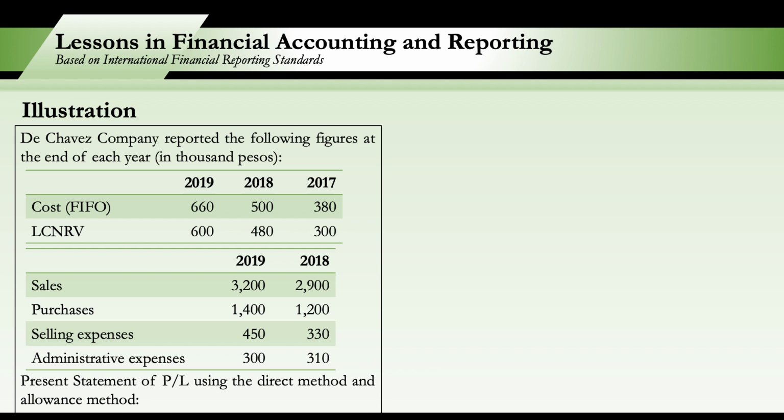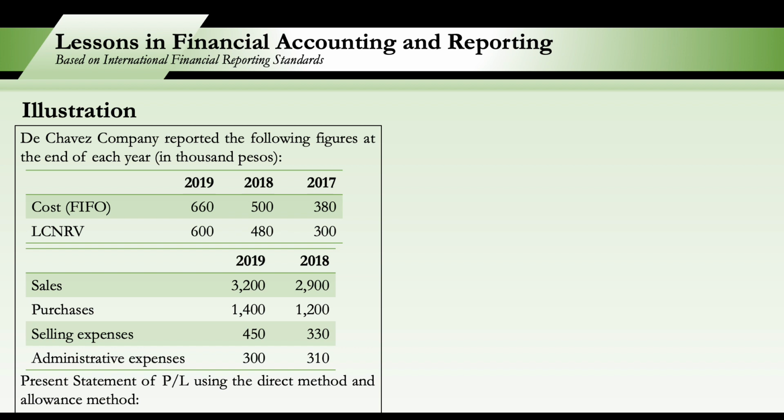And finally, for our last problem, we have the De Chavez Company. The Chavez Company reported the following figures at the end of each year in 1,000 pesos. For 2019, 2018, and 2017, the cost of inventory using FIFO is 660,000, 500,000, and 380,000 respectively. Whereas the LCNRV, so LCNRV na mismo ito, hindi ito NRV, are 600,000 in 2019, 480 in 2018, and 300 in 2017.